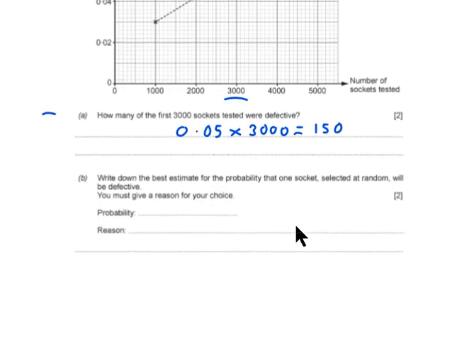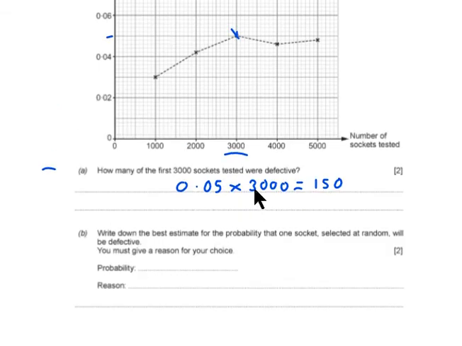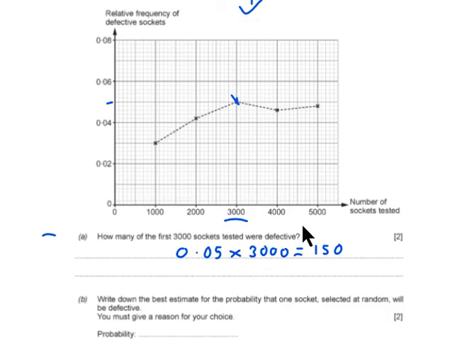If we go on to part B of this question, it asks us to write down the best estimate for the probability that one socket selected at random will be defective. You must give a reason for your choice. Well, if we go back to our graph, as I said, relative frequency is how often something happens divided by all the outcomes. The more you test, the better the estimate of the probability will be.